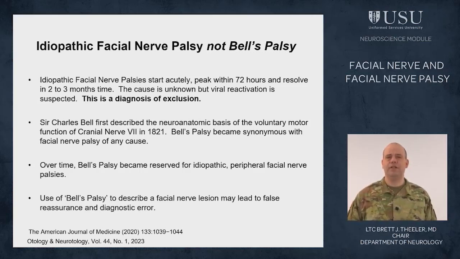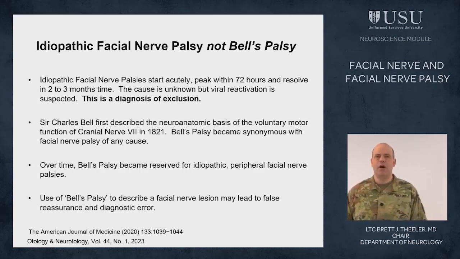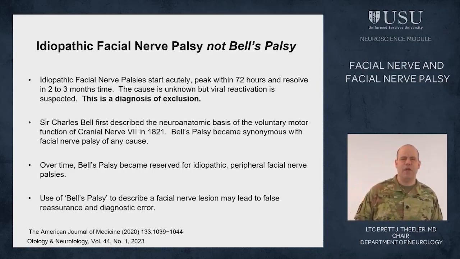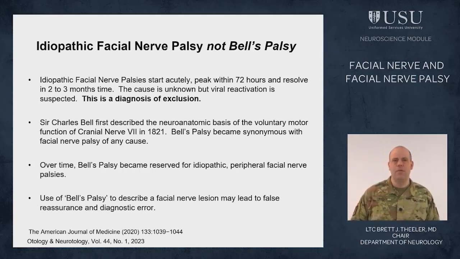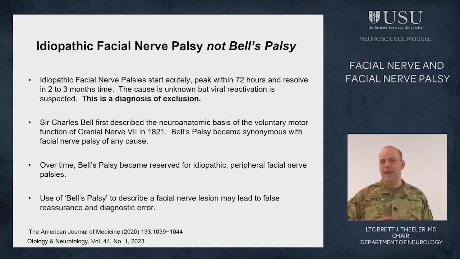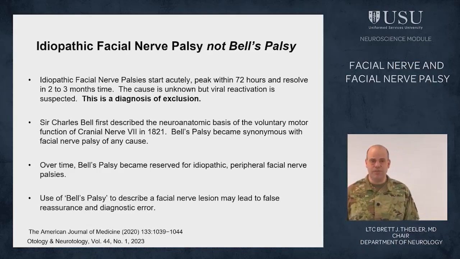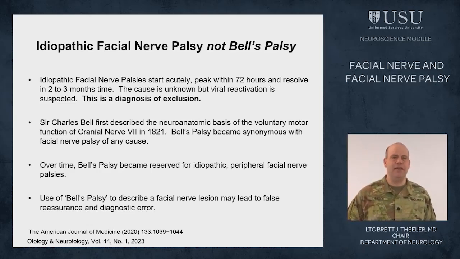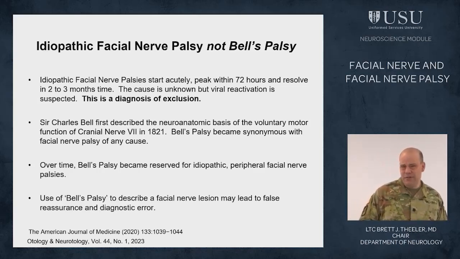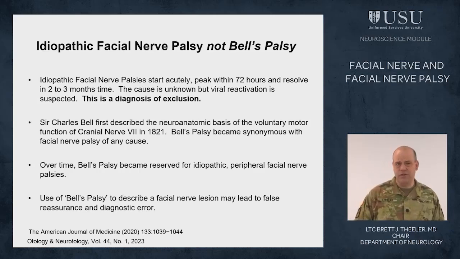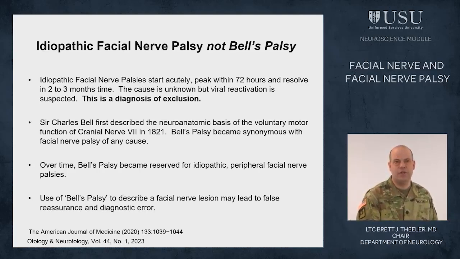Part of the confusion is actually historical. So Sir Charles Bell was the first to describe the neuroanatomic basis of control of the facial nerve. Bell's palsy then became synonymous with any etiology that caused a facial nerve lesion. Over time, Bell's palsy came to mean the idiopathic version. But when you say a Bell's palsy, do you mean an idiopathic facial nerve palsy, or do you mean the patient has a seventh nerve lesion of any potential cause? So it's best just to leave Bell's palsy on the sideline and use idiopathic facial nerve palsy or a different diagnosis depending on the clinical situation.